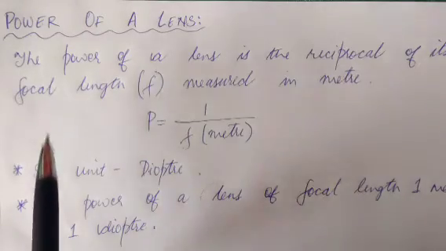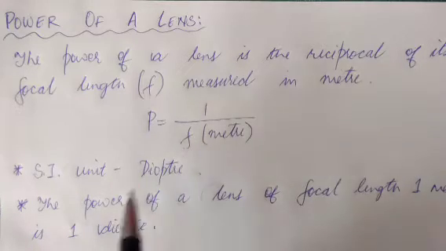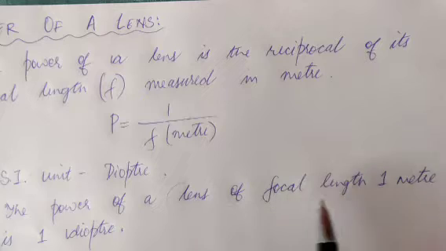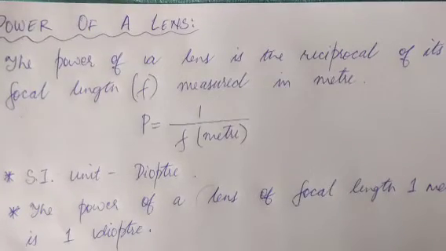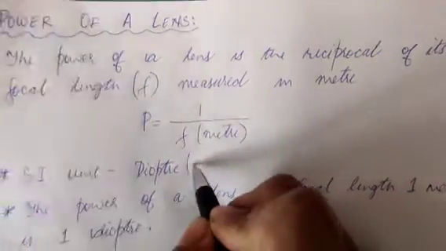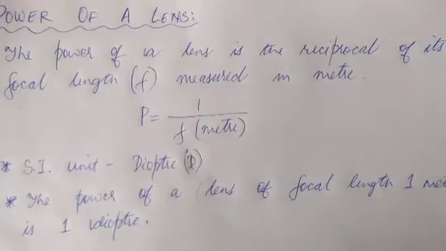Now the unit that we use to measure power of a lens is diopter. It also happens to be the SI unit of power. Now how do you define a diopter? A diopter is the power of a lens having focal length equal to 1 meter. So this is about power of a lens. Do remember the unit diopter. It is represented by a capital D, by the way. Let me write it here. So capital D represents diopter, remember.